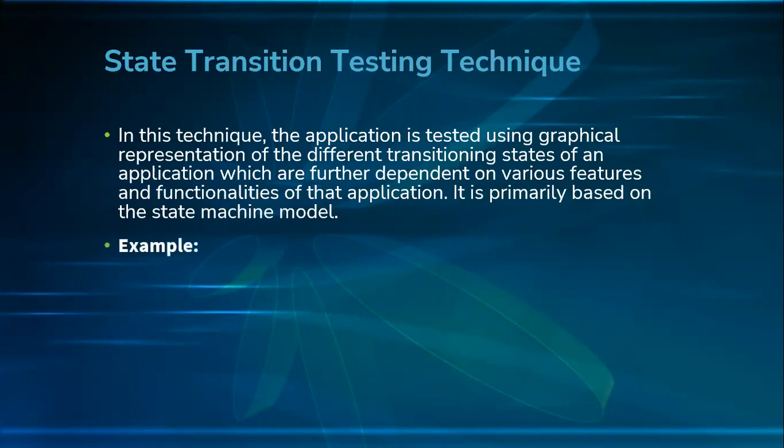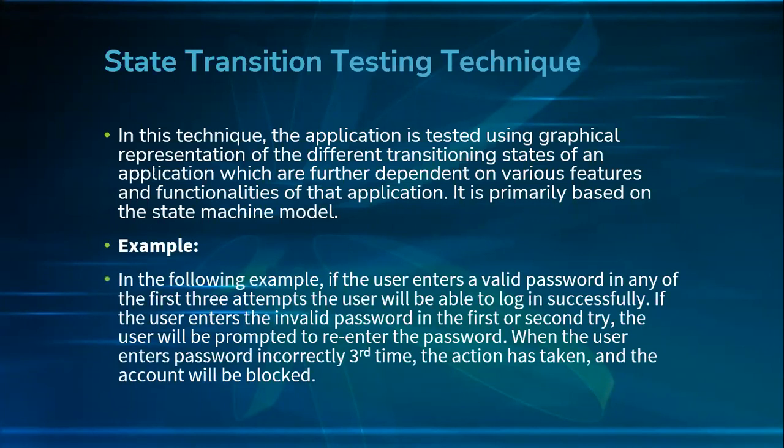So let's take our case study. In the following example, if the user enters a valid password in any of the first 3 attempts, the user will be able to log in successfully. If the user enters an invalid password in the first or second trial, the user will be prompted to re-enter the password. When the user enters the password incorrectly the 3rd time, the action is taken and the account will be blocked.